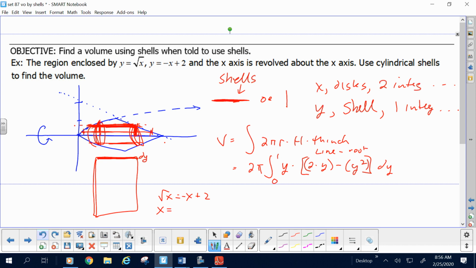Guess and check. Don't poo-poo guess and check. Guess and check, sometimes it works and it's great. All right, are we cool on the setup? Yes, Mr. Rickman, I'm great. Throw it in the calculator, people.